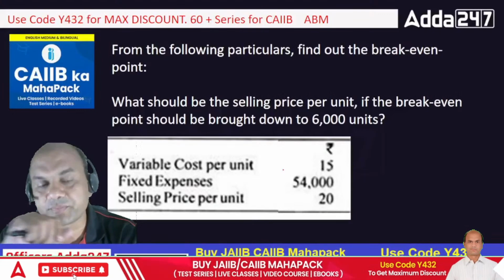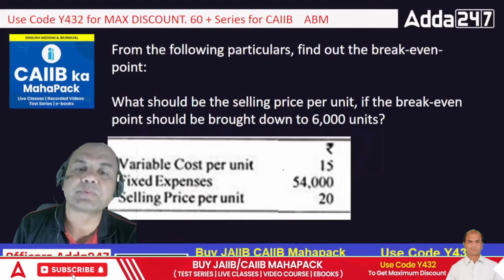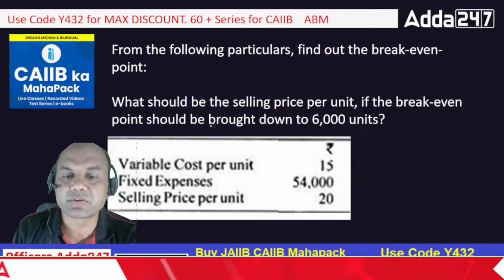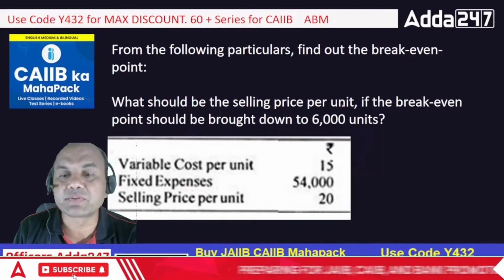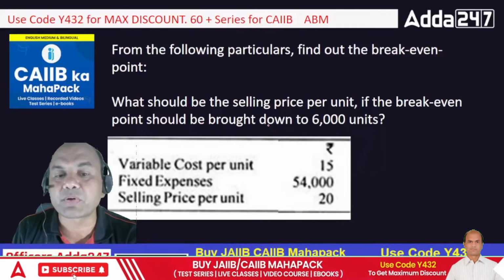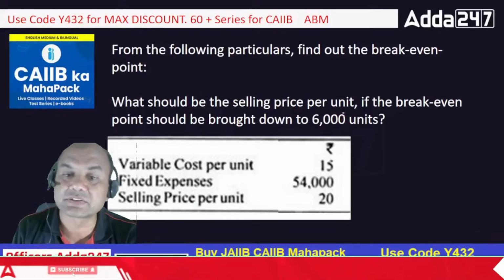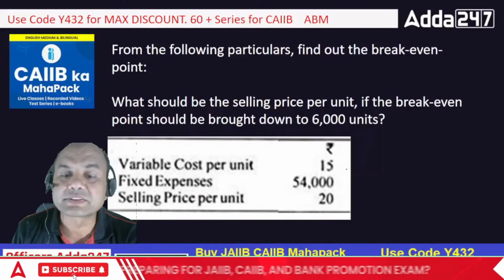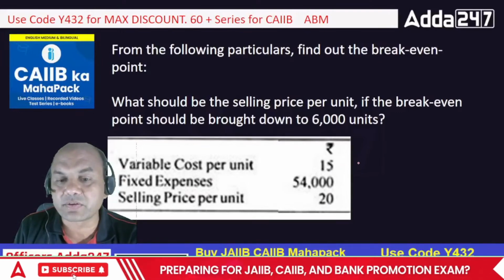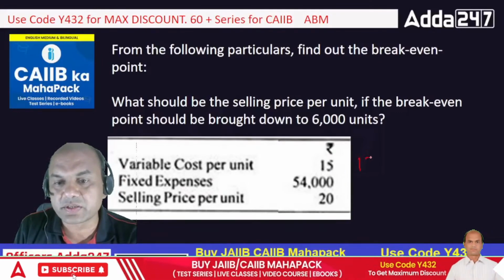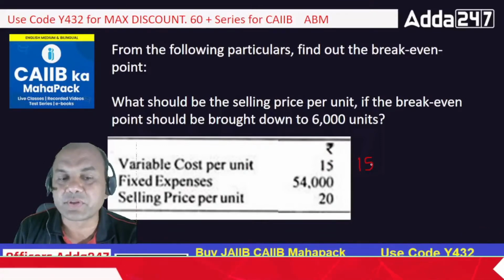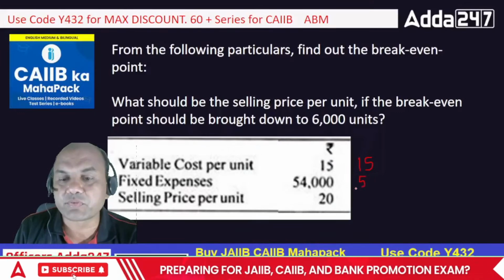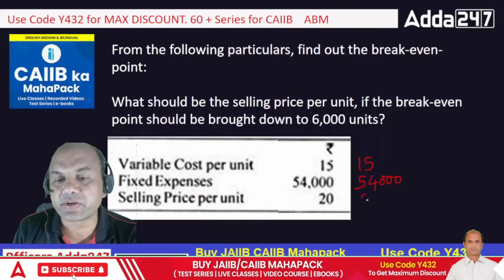Okay, let's solve one more. From the following particulars, find out the break-even point. What should be the selling price per unit if the break-even point should be brought down to 6,000 units? This is another problem. So firstly you have to solve this. For those for whom it is not clear, variable cost per unit is 15, fixed expenses are 54,000 and selling price per unit is 20.